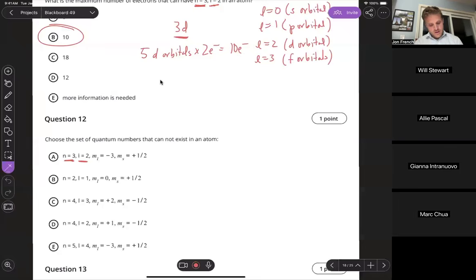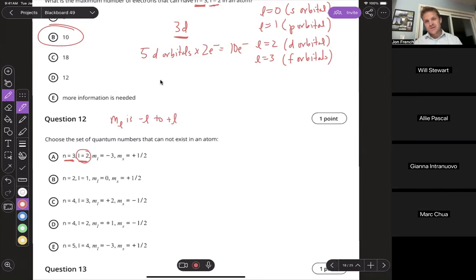All right. ML tells us basically how many different arrangements, how many different orientations. And so ML is negative L to positive L. So in this case, this is what tells us we have 5d orbitals. So when L equals 2, that's our d orbital.